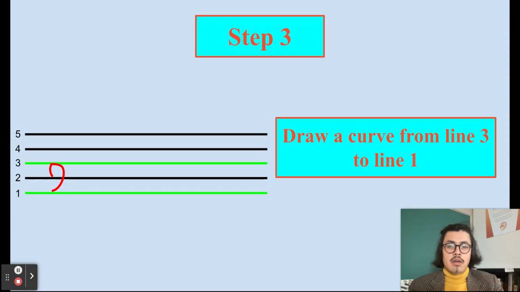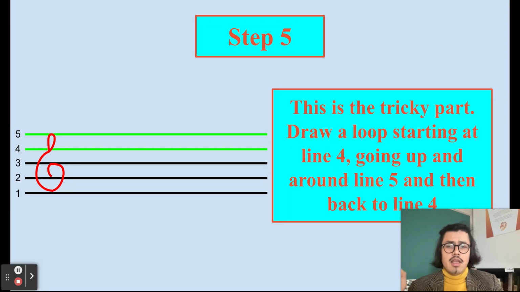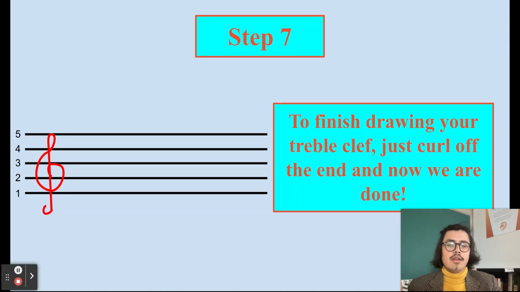All right. The line around where it wraps is going to be the G note. So continue your spiral until you get to the 4th line, or just about, and then bring it up to the 5th line or beyond if you want to be fancy. Curl it around and bring it back down to line 4. Then bring it all the way down, and curl off the end or check it off. I like to curl it. So that's how you draw a treble clef.